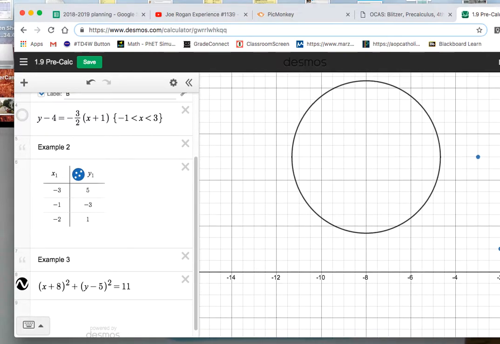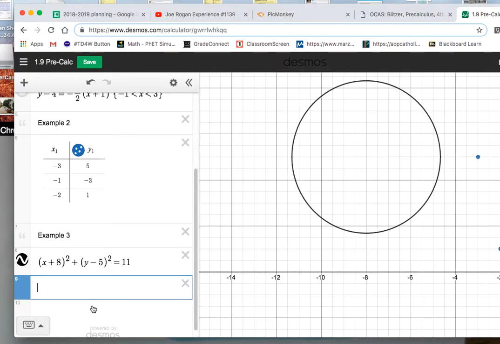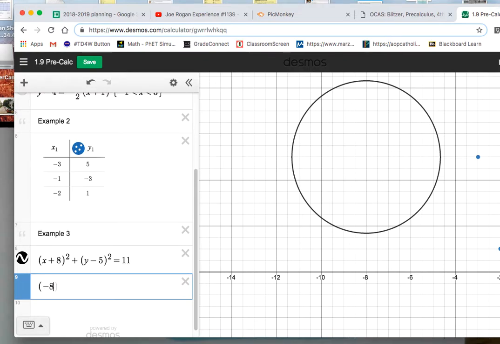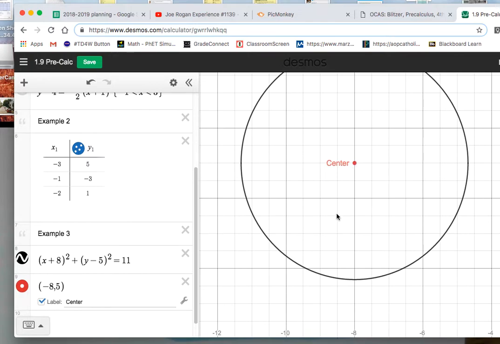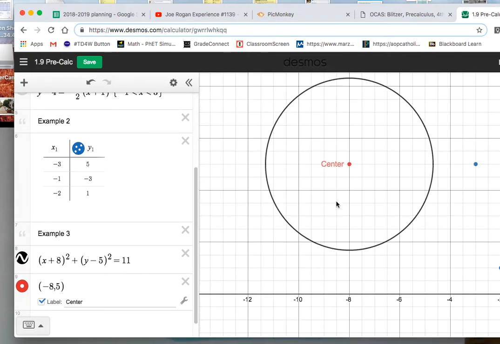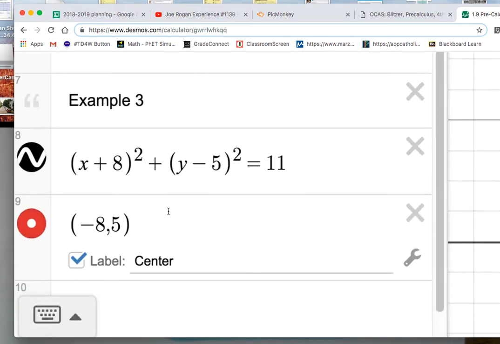So if we look closely at this, and let's mark up our center of negative 8, 5, which we'll label as our center. If we look very closely, the center is definitely what we wanted, negative 8, 5. And if we also look at the radius, root 11 is approximately between 3 and 4. So it makes sense that from this center to this point here, to this point here, and to this point here, it looks as if it's a little under 4 units. So I'm pretty content with our answer here for this.